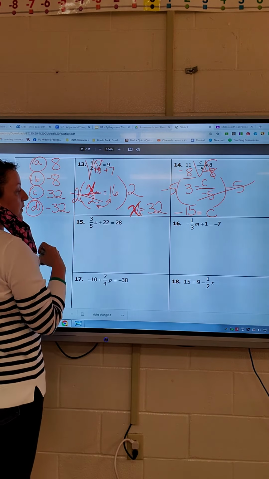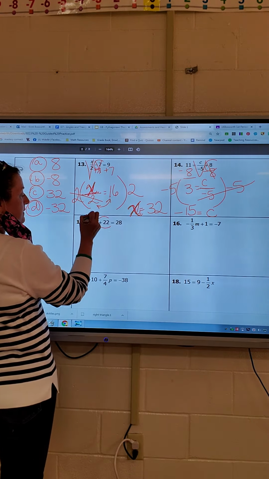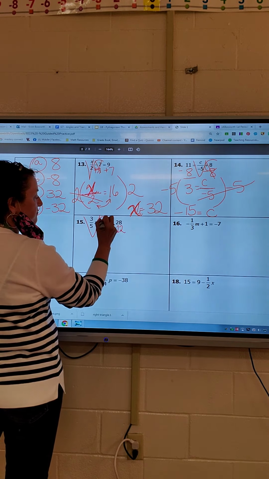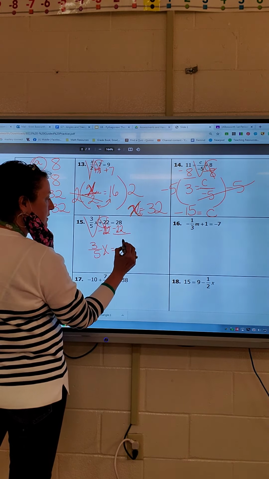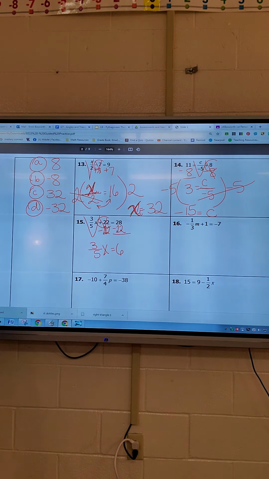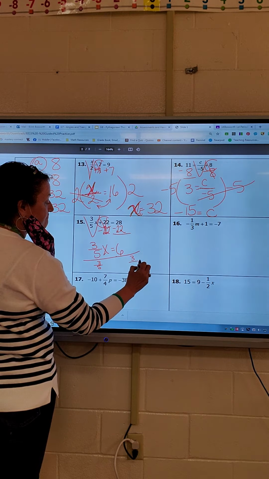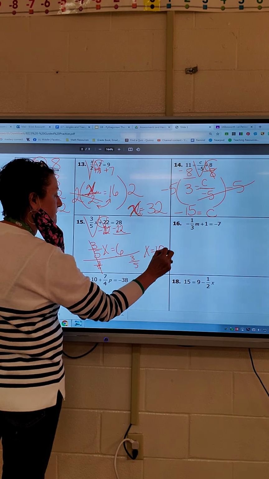Now we've got, all right, so is my expression on the right or the left? The left. To the left, to the left. All right, C, D. I'm subtracting 22 from both sides. So 3/5 X is equal to 6. Is everybody with me there? Now we're going to divide both sides by 3/5. And X equals 10.